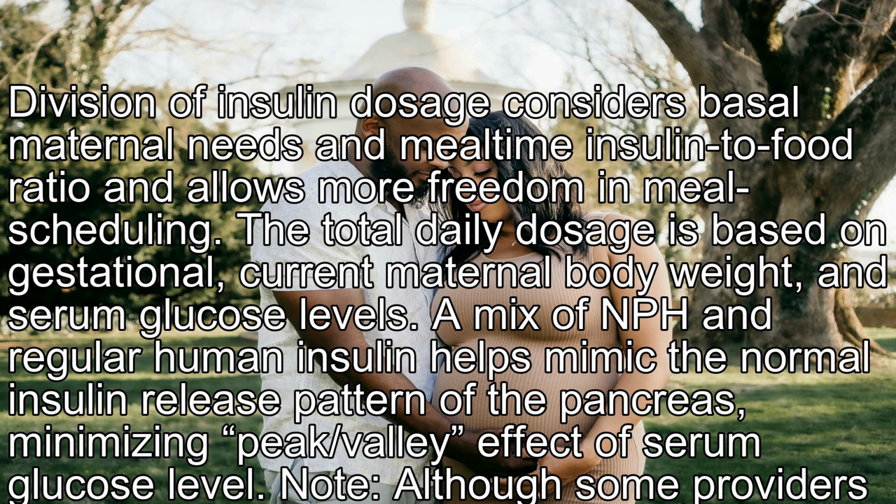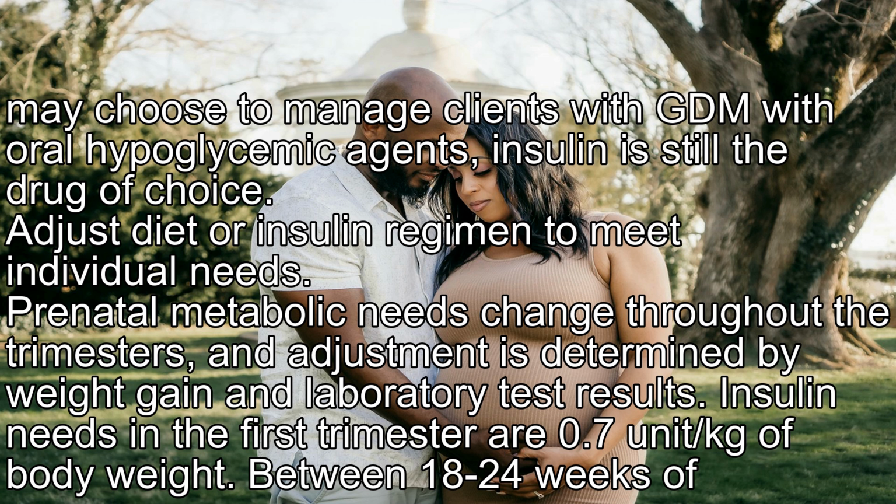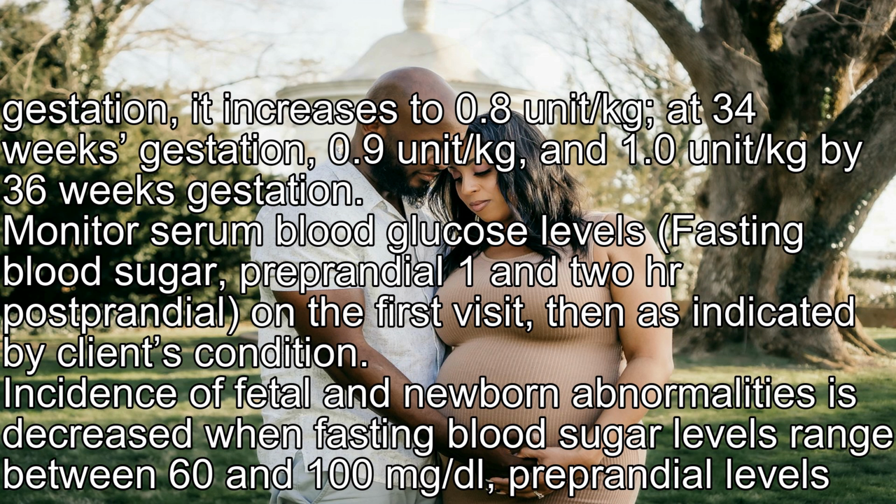Note, although some providers may choose to manage clients with GDM with oral hypoglycemic agents, insulin is still the drug of choice. Adjust diet or insulin regimen to meet individual needs. Prenatal metabolic needs change throughout the trimesters, and adjustment is determined by weight gain and laboratory test results. Insulin needs in the first trimester are 0.7 units/kg of body weight. Between 18 and 24 weeks of gestation, it increases to 0.8 units/kg, at 34 weeks gestation 0.9 units/kg, and 1.0 units/kg by 36 weeks gestation.